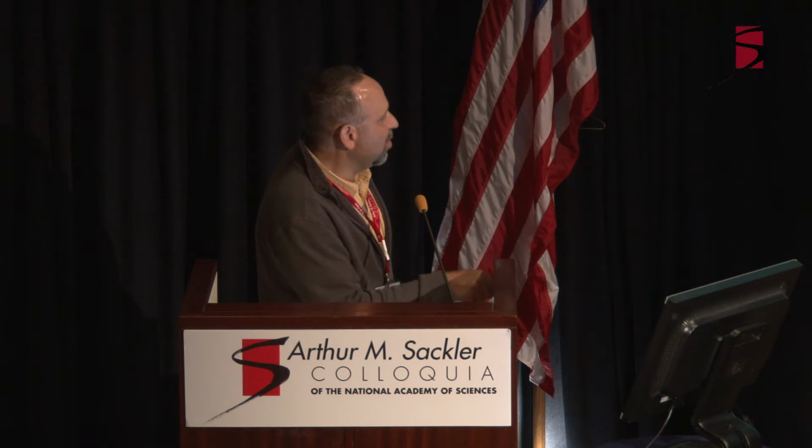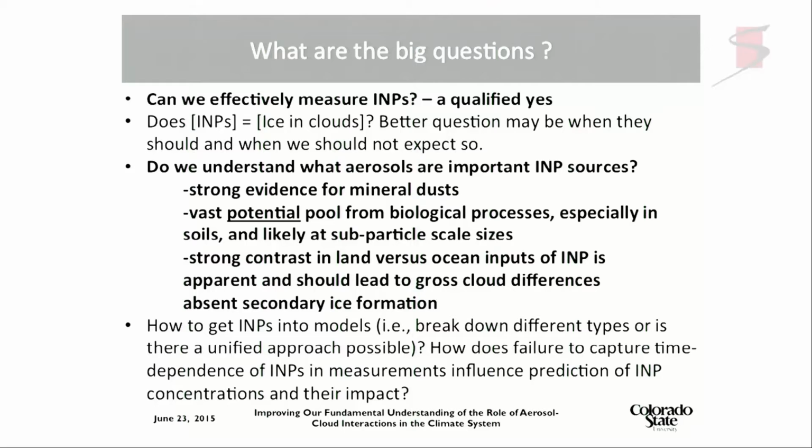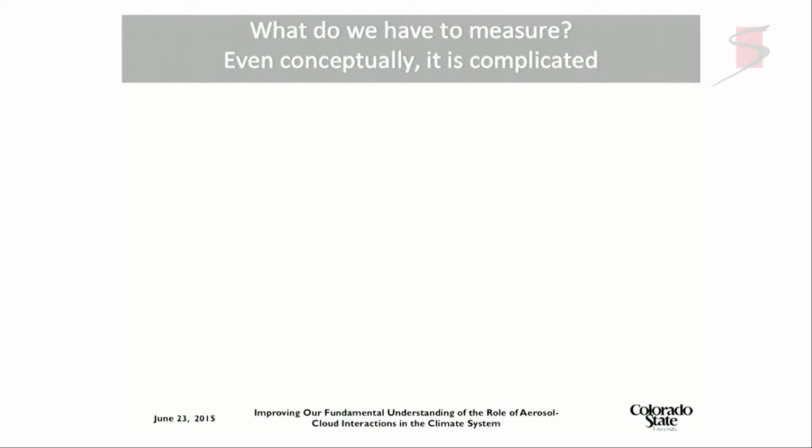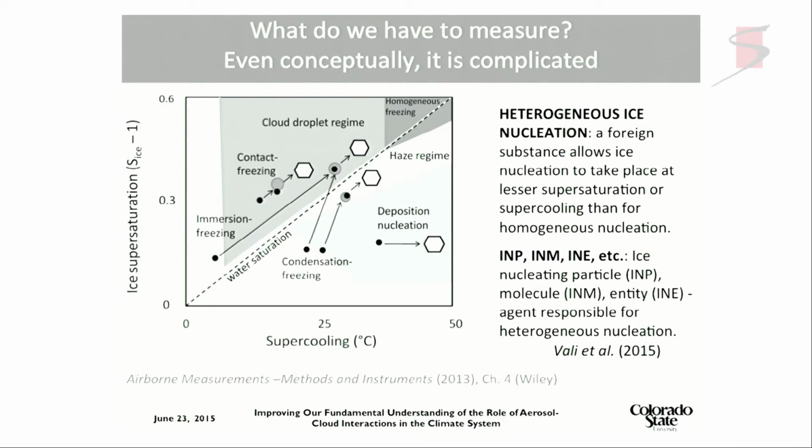And there are a lot of other questions that are extremely important that I'm not going to have any time to talk about today. Okay, so what do we have to measure? Even conceptually, it's complicated, and this is very simple, and you've all probably seen this in textbooks, the different processes by which you can nucleate ice. And now we're calling them different things. We're asking people to be more specific about what they are. That's what this paper is all about. If you know it's a molecule that's causing it, say so if you think you can.